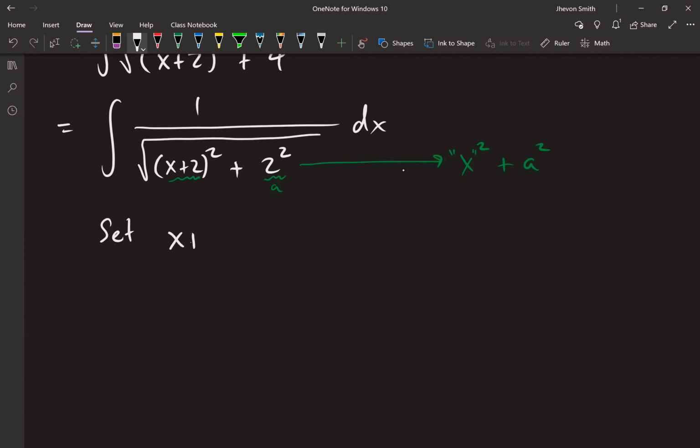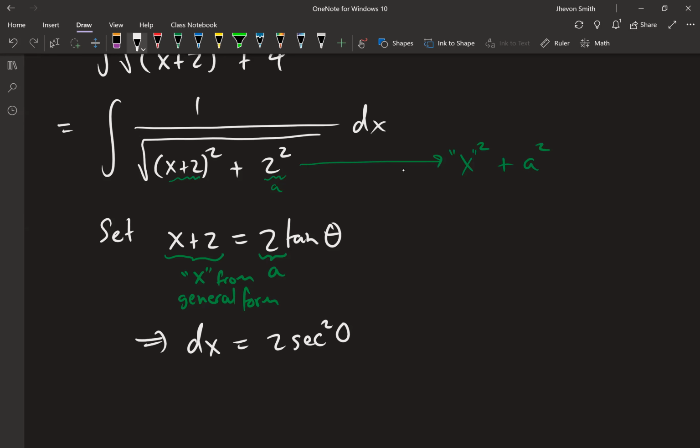Right, x plus 2 is equal to 2 tan theta. This is like your x, as in the x from the general formula. And then the 2 is the a. At that point, now it's just a substitution. So you differentiate both sides, and then you go back and plug this into the integral.